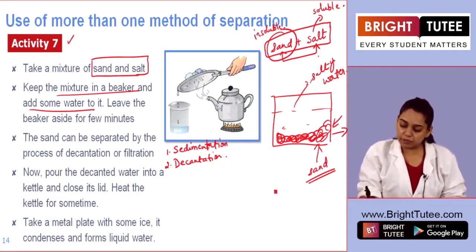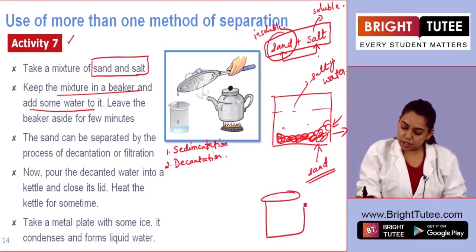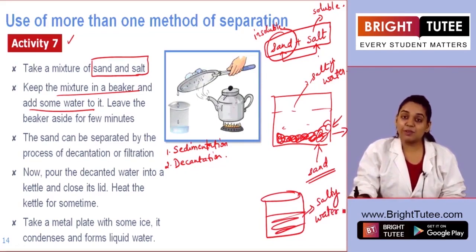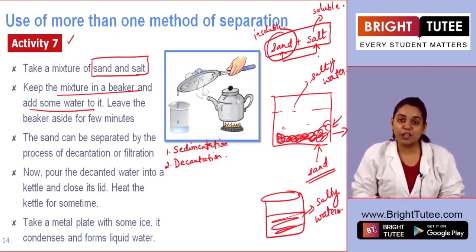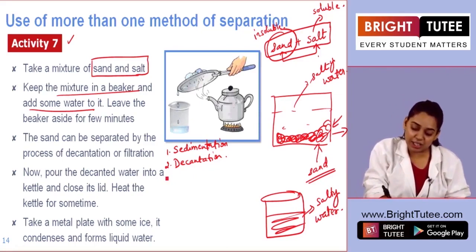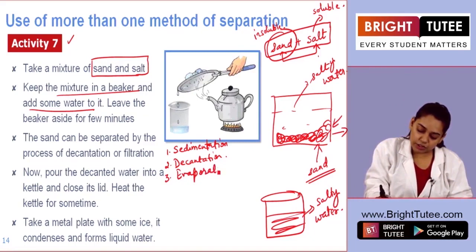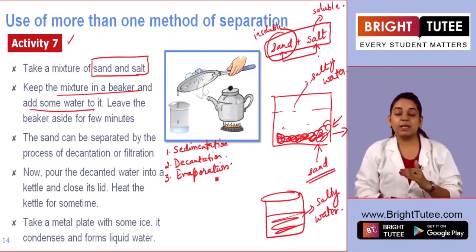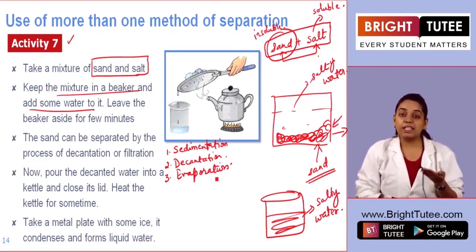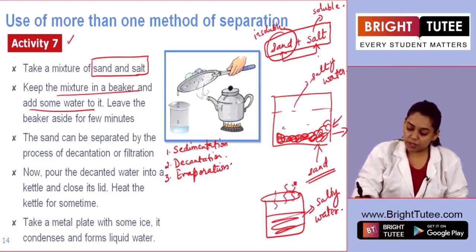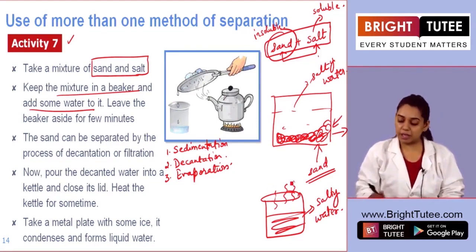Now what are we left with? We are left with salty water, that is, salt solution in water. And everyone knows how we separate salt from water. Yes, we can separate this salt from water by the process of evaporation. We will place this beaker over a Bunsen burner by placing a wire gauze, and we can obtain this water in the form of water vapor, and all of the salt will be left behind in the beaker.